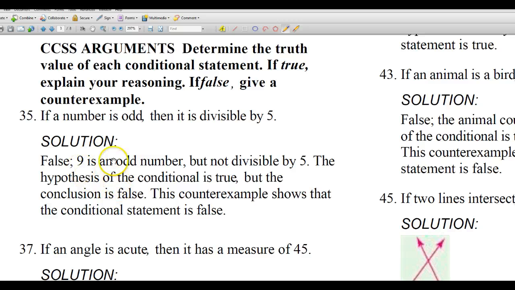Let's say 13. Does it fulfill the first part, if a number is odd? Yes, 13 is odd. But then, does it make the second part false? Then it is divisible by 5. So is 13 divisible by 5? I don't think so. Therefore, 13 is another counterexample that would show that this is a false conditional statement.